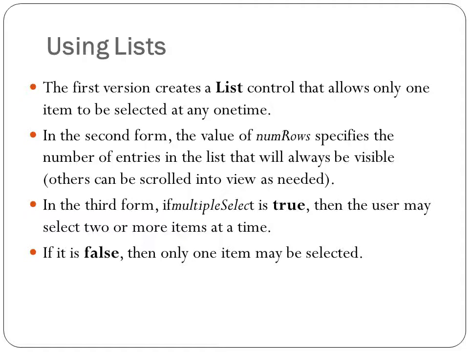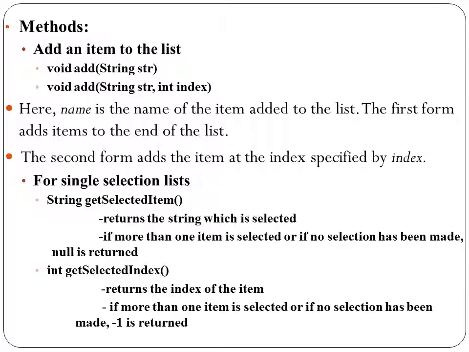And in the third case, there is a multipleSelect boolean value. If it is true, it permits any number of choices at a time. That is, it permits the user to select 2 or more items at a time. If it is false, then only one item may be selected. So if it is false, choice and list behave similarly. That is, one item can be selected at a time. If multipleSelect is made true, the user can select 2 or more items at a time.